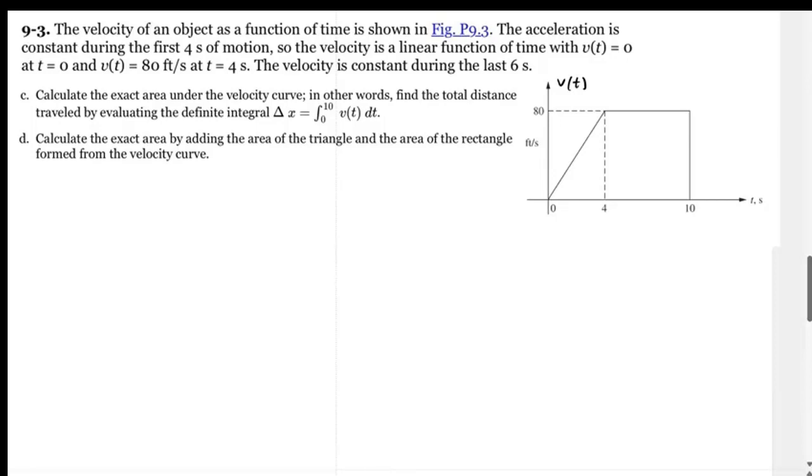The acceleration is constant during the first 4 seconds of motion, so the velocity is a linear function of time. V of t equals 0 at t equals 0. They're just saying there's a 0, 0. And the velocity is equal to 80 feet per second at t equals 4, which we can see right here because it says 80. And the velocity is constant during the last 6 seconds. And my A is going to be find. First thing we have to find is the equation of the lines.